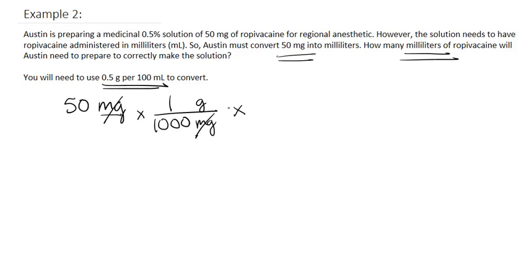Now let us multiply again, but we're going to use this conversion. We're going to put grams on the bottom because grams are right here, and then we'll put milliliters on top. So we have 0.5 grams per 100 milliliters. And this will give us our solution because we get rid of grams and we're left with just milliliters, which is what we need. So we will multiply 50 times 1 times 100, and then we will divide all that by 1,000 times this 0.5. So let us use our calculator.